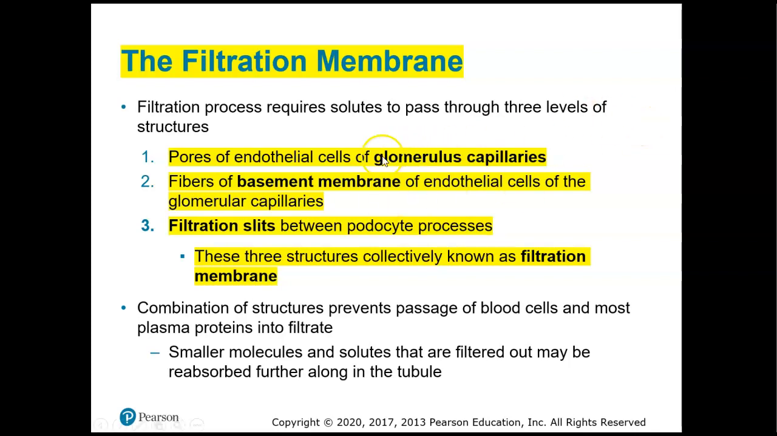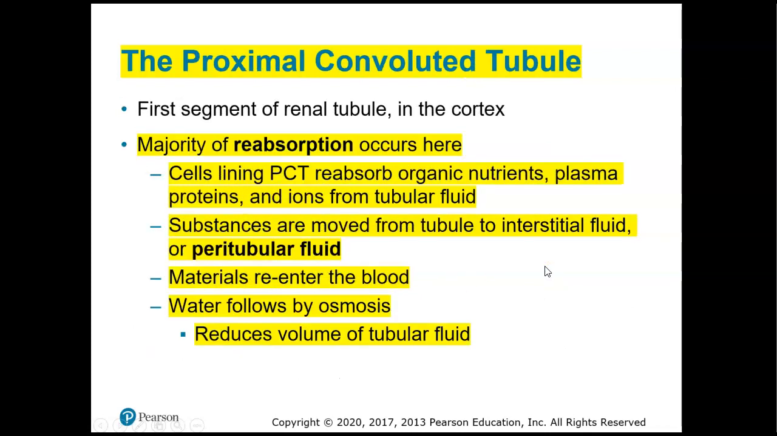So there's the cells that form the lining of the capillaries, and then there's the cells that form the lining of the nephron itself. And so we have the lining of the glomerular capillaries, the two basement membranes that touch, and the filtration slits between the podocyte processes, and all together the three structures are known as the filtration membrane.